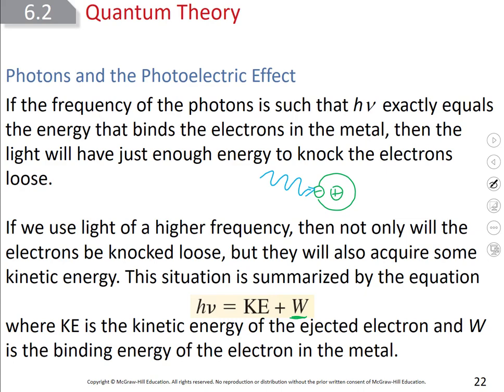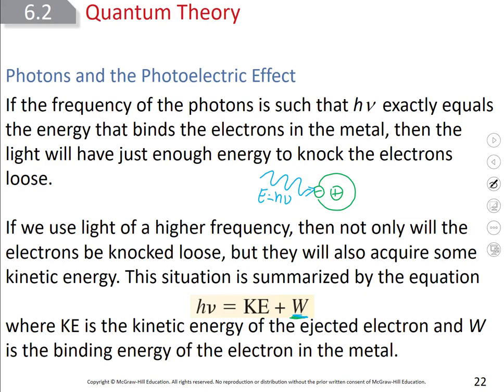Now, whatever energy goes into that, how do we calculate the energy of a wavelength of light? What equation? E is equal to h nu, right? Not v, v is velocity, h nu. So this is the energy of the wavelength that hits it. Some of that energy ends up being absorbed by the atom. That's the binding energy. That's how much energy it took to get it to give up its electron.